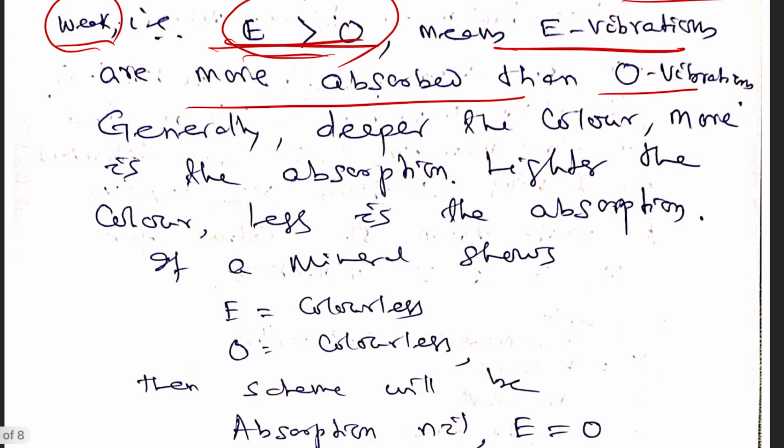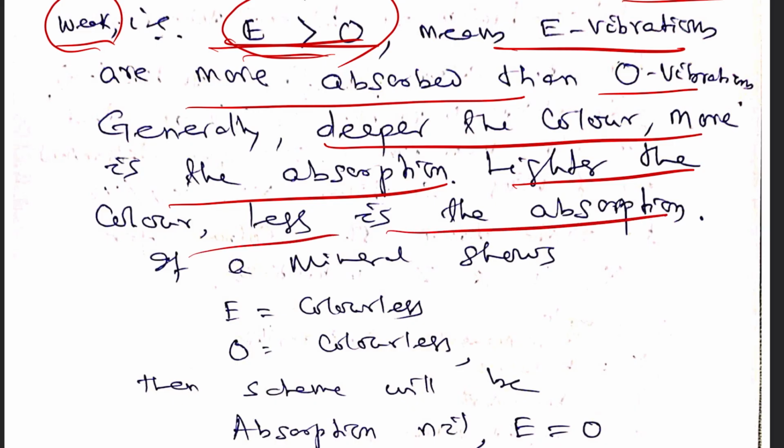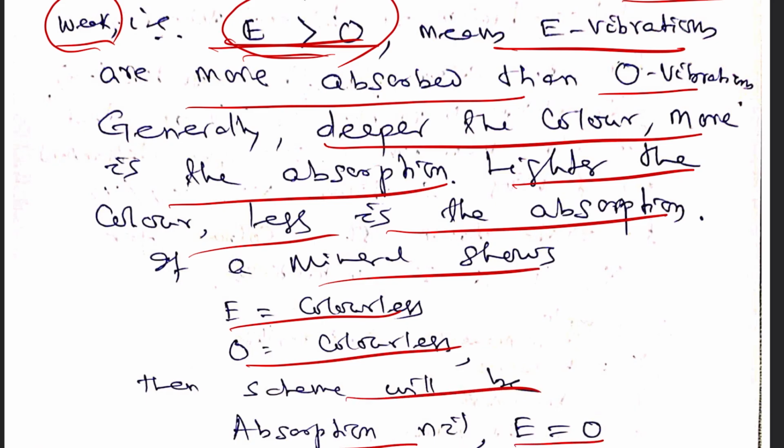So this is the way the pleochroic scheme, or the pleochroic formula, or the pleochroism in a mineral is being described. Generally, the deeper the color, the more the absorption; the lighter the color, the less the absorption. If a mineral shows E colorless, O colorless, then the scheme will be: absorption is nil, E is equal to O.